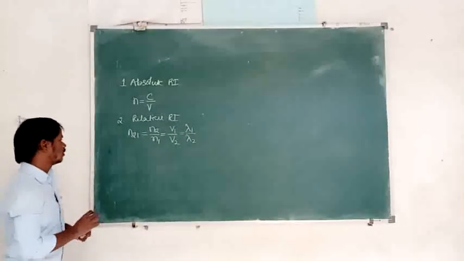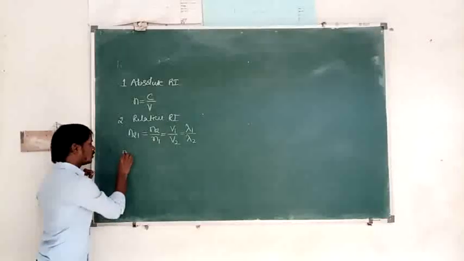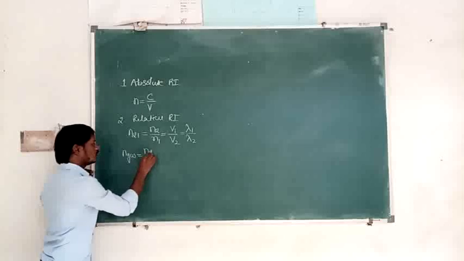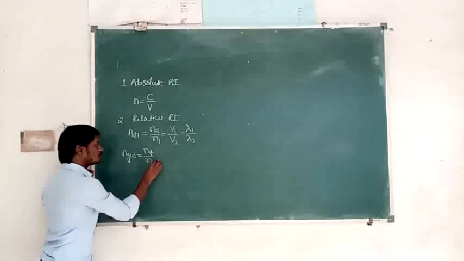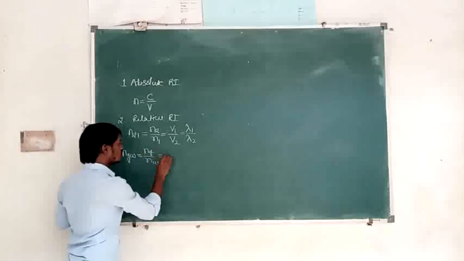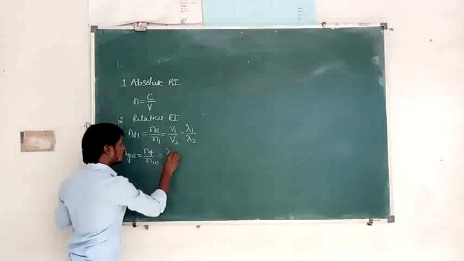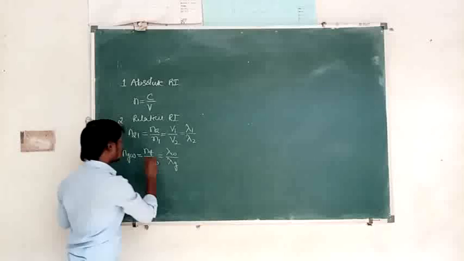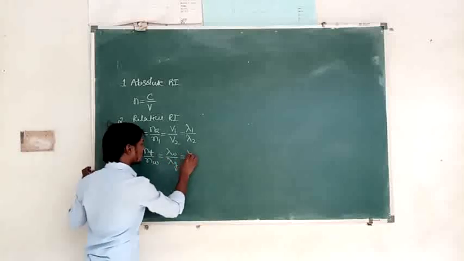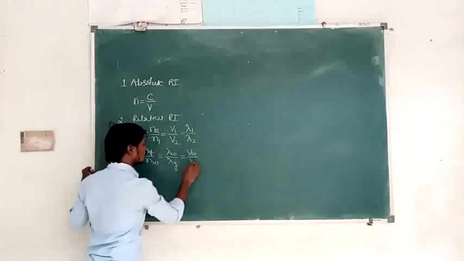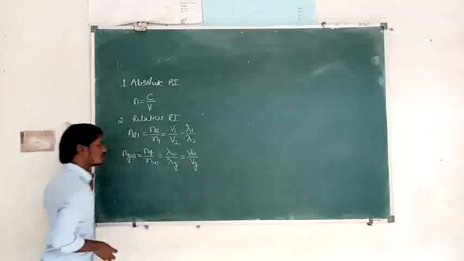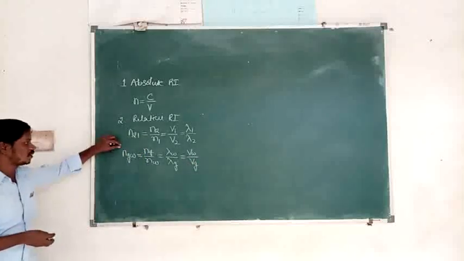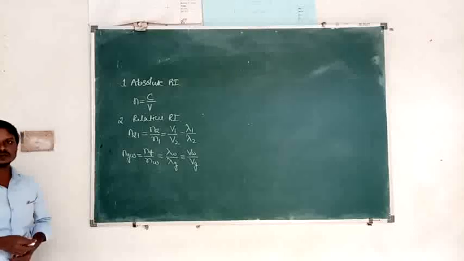For example, now if we are going to find the refractive index of glass with respect to water, how to write this one? Ng by Nw. And in terms of wavelength, lambda w by lambda g. And this is about, in terms of velocities, vw by vg. Okay. So now this is the relative refractive index of glass with respect to water.